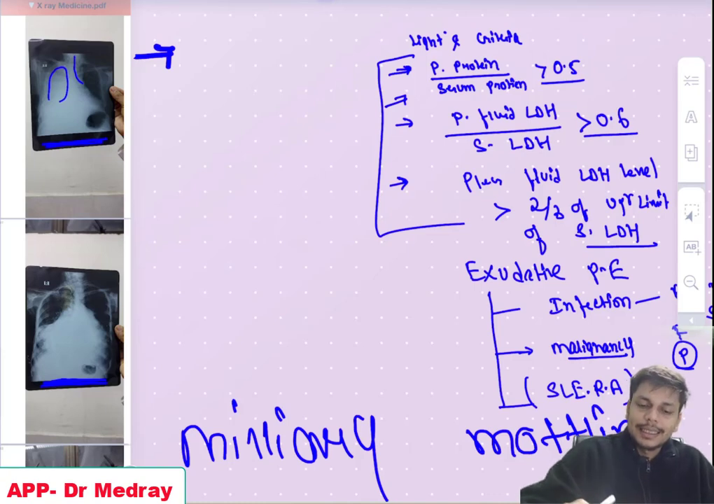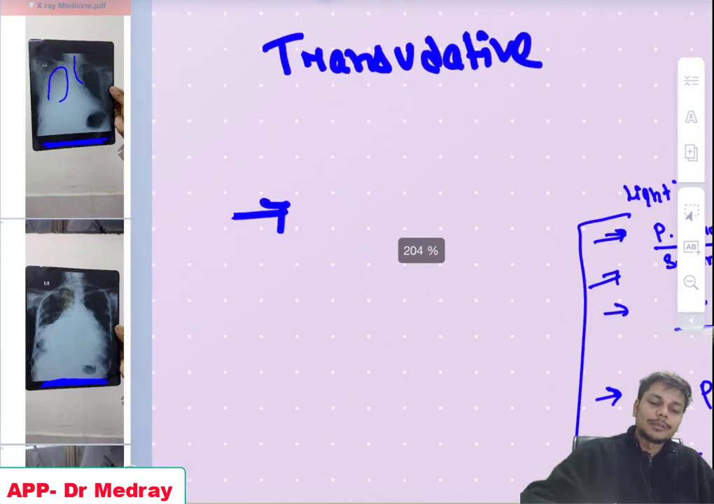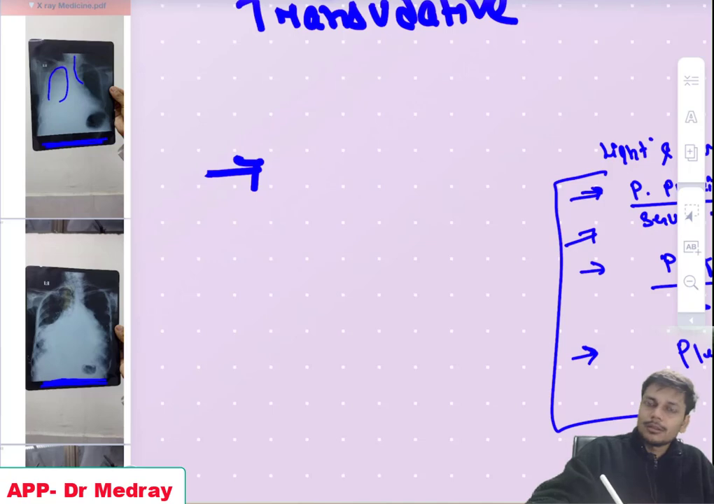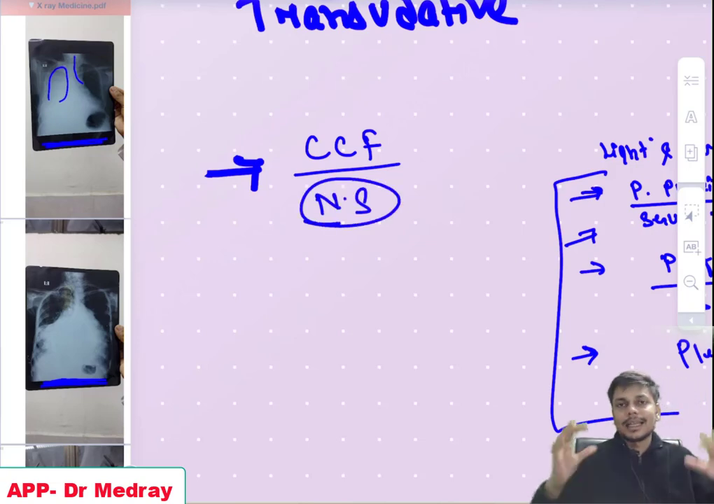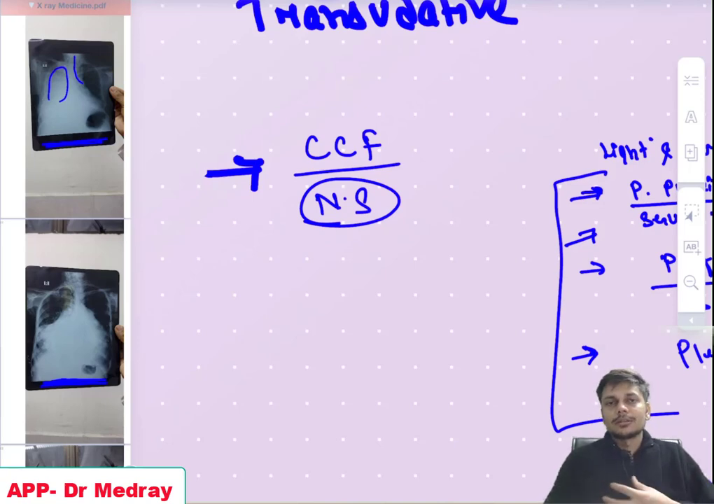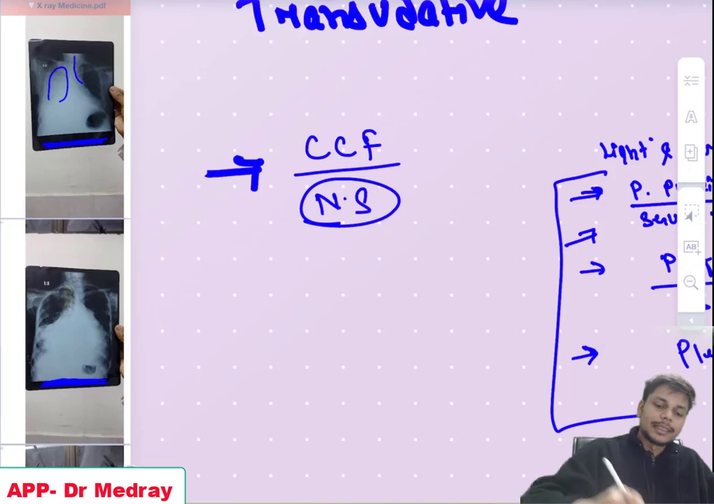Or if none of these criteria is fulfilled, the pleural fluid protein by serum protein ratio is less than 0.5, LDH ratio is less than 0.6, and the pleural fluid LDH level is less than 2/3 of the upper limit of normal. If all are less, then we say that the pleural fluid is a transudative fluid. The cause of transudative pleural effusion is congestive cardiac failure. Patient might have nephrotic syndrome, generalized swelling of the body, collection of ascites as well as pleural fluid also. So the patient of nephrotic syndrome having pleural fluid, that pleural fluid will be a transudative pleural fluid.